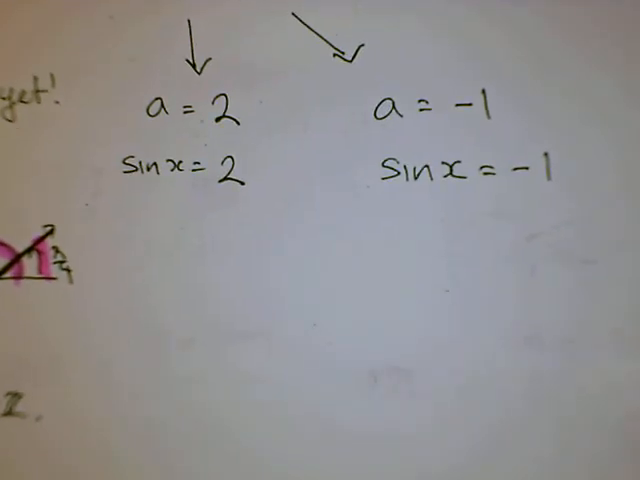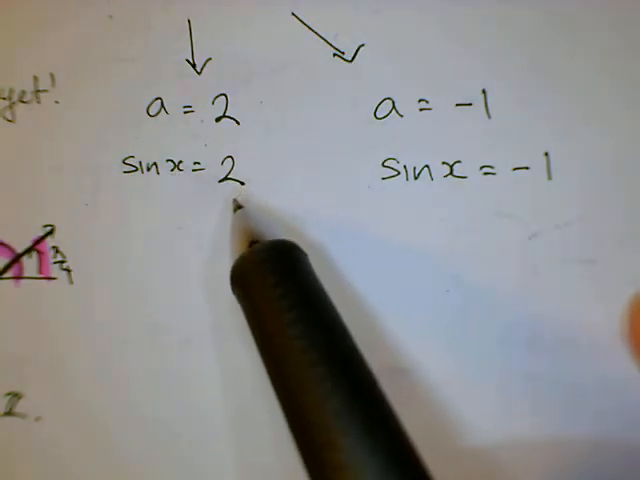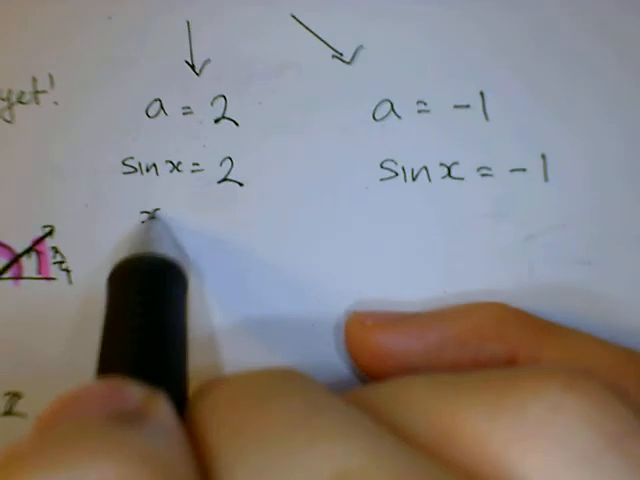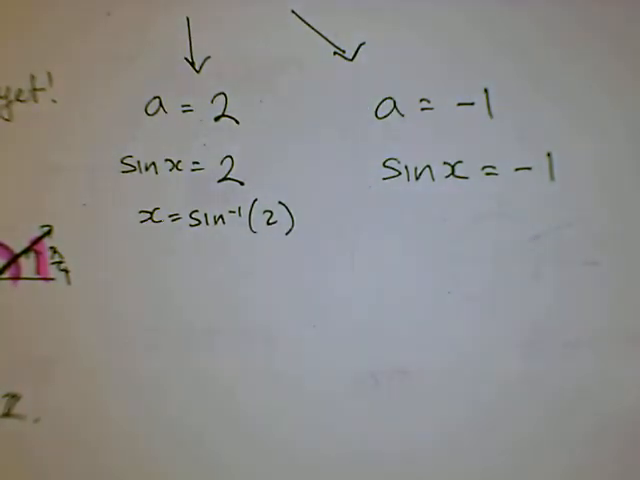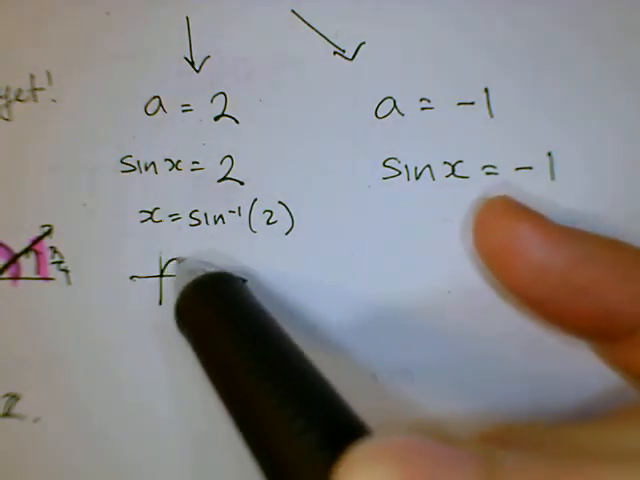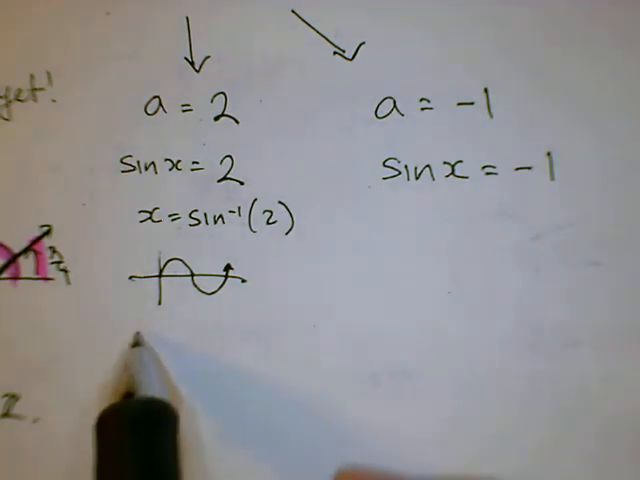Well, let's figure out what x is that makes sine equal 2. Yep, it's inverse sine. What did you get? Error. But that makes sense. What's the highest and lowest point a sine curve can go? 1. So this is automatically rejected.